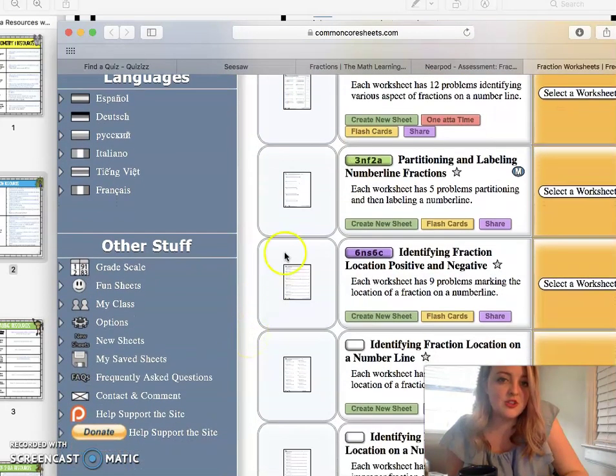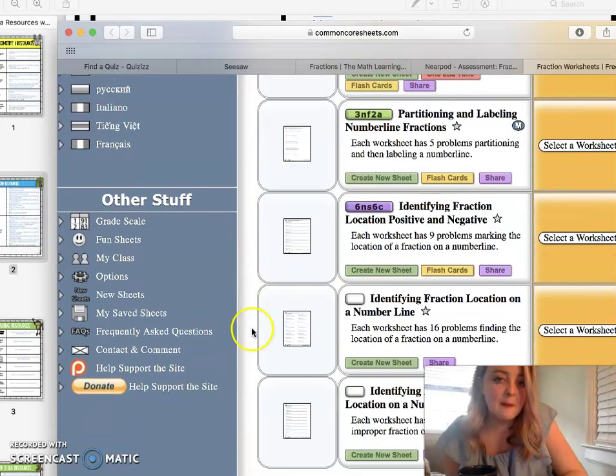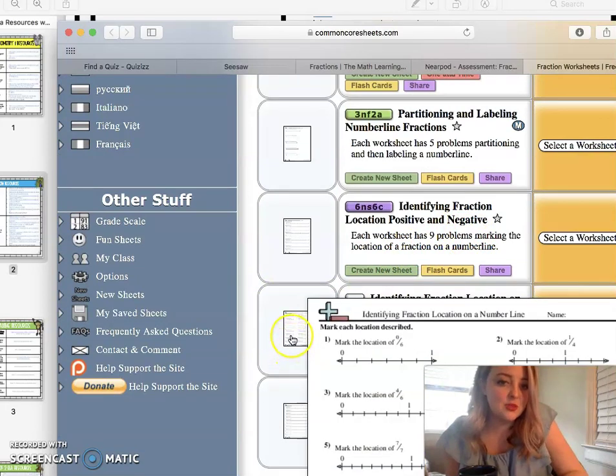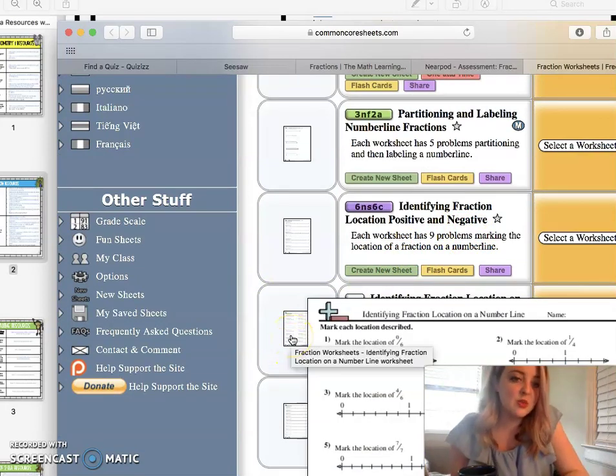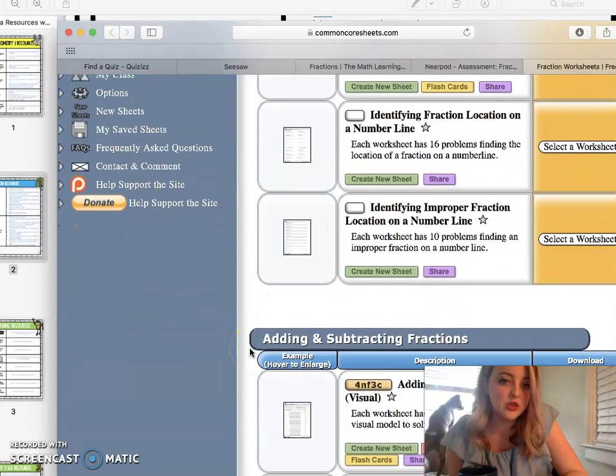And then there's also partitioning and labeling. So here's where it actually will give you the line and tell you how many spaces to partition it into. I wouldn't focus on negative numbers yet. Here's mark the location of 0, 6, 1/4. So these are all of those resources that we would utilize in our notebooks and things like that, just for that additional practice, especially if you didn't get to get your notebook.